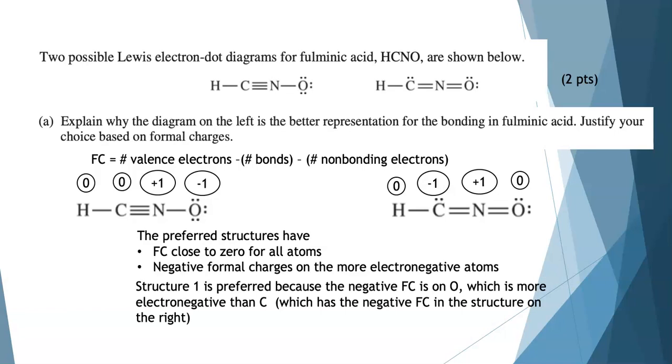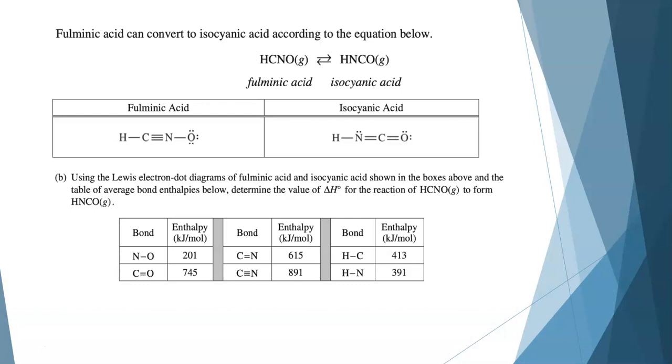Okay, let's go on. Fulminic acid can undergo an equilibrium to produce isocyanic acid. We're given the balanced equation, noticing that there's 1 molecule on each side of the reaction. We're given their Lewis structures. And we're given a table of bond enthalpies.